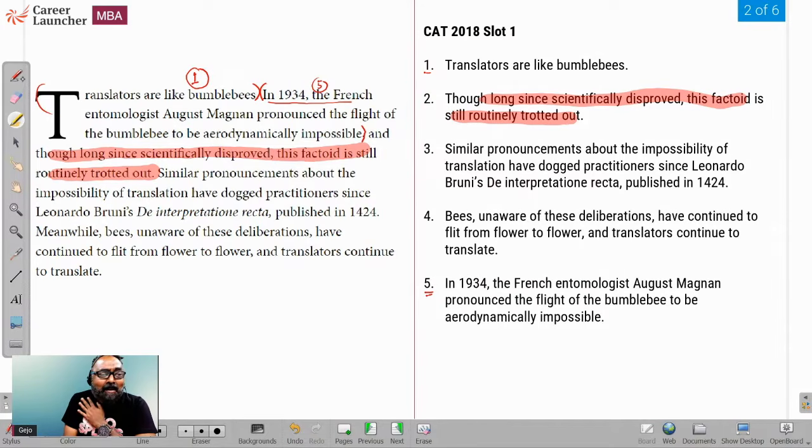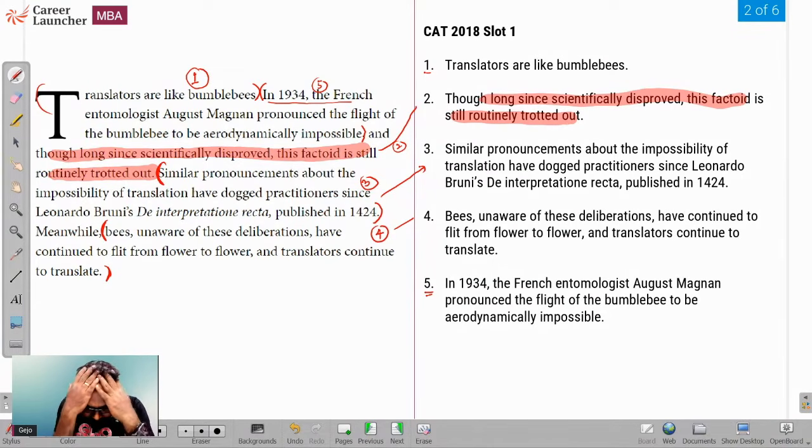What is the sentence number 2? Or odd sentence? Sentence number 3. Why? Why?